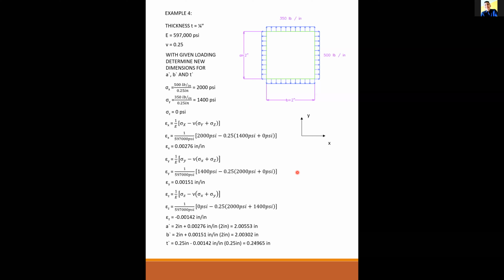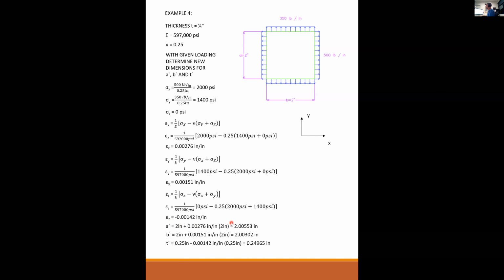Just a quick question. When we do T prime, why do we multiply epsilon Z by 0.25? Basically, the equation for the deformed length of something is equal to the strain times the original length, that's the deformation, plus the original length. So each one of these is following that. You have epsilon, the strain, times L naught plus L naught.